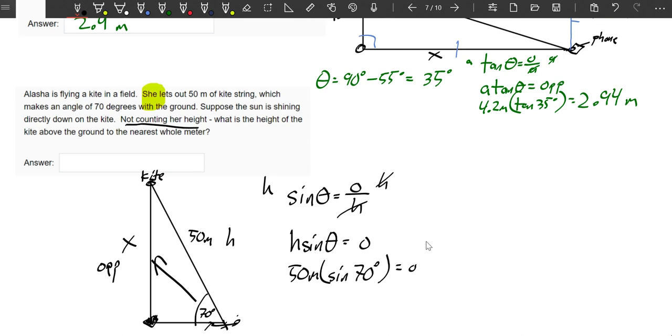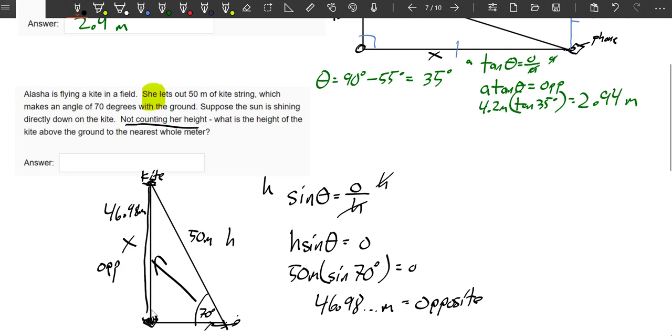If I multiply that by 50, I'm going to get 46.9846, etc. meters for my opposite side. So that's right here. This is my 46.98 meters from here down to there. So the height of the kite above the ground to the nearest whole meter, 46.98 is basically 47 meters. So that's what I would type in there. Although I think you probably just type in 47.